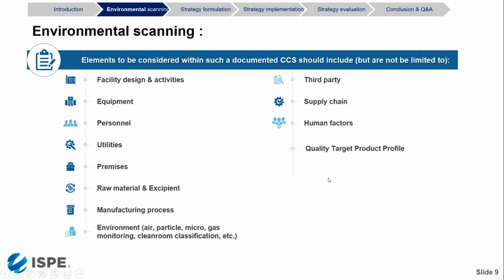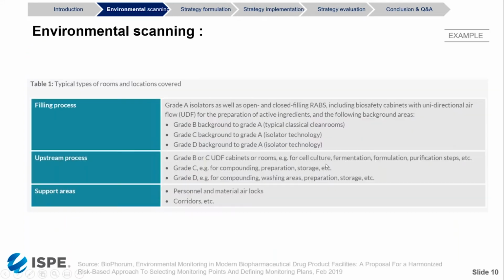So let's try to translate this theory through an example. In this example, I'm referring to the Bioforum paper on environmental monitoring in a modern biopharma drug product facility, and it's a proposal for a harmonized risk-based approach to selecting monitoring points and defining a monitoring plan. Sorry, the title is very long, but I had to read the source because it's not coming from me. It's coming from the Bioforum, and I think it's a very good document for those who are working in EM or even in contamination control.